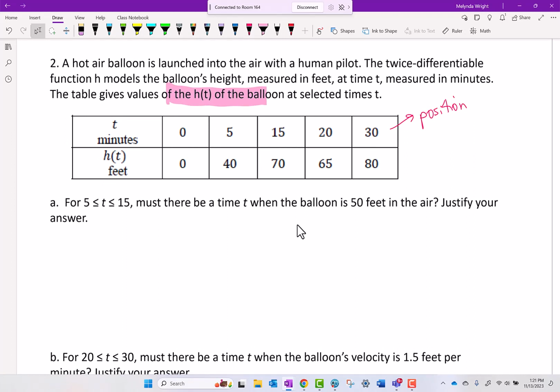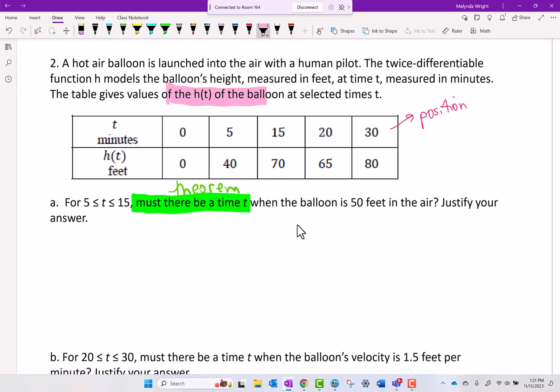For 5 to 15, must there be a time t? These words right here should scream theorem to you. Must there be a time t? That should scream theorem. Now I don't know which theorem it is yet. We're going to figure it out, but those words mean use a theorem. They don't just mean make up stuff. Must there be a time t when the balloon is 50 feet in the air?